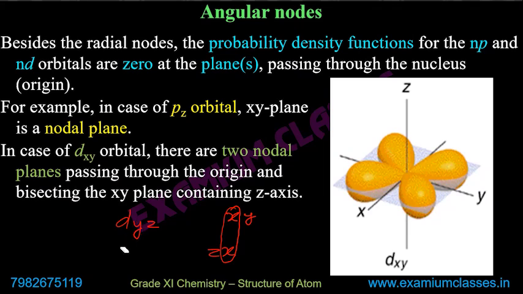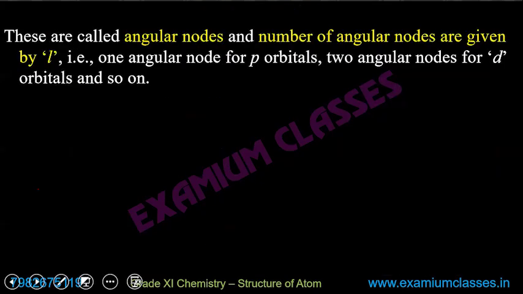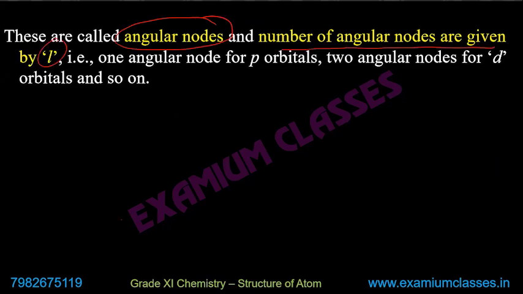So total nodes will be radial nodes plus these nodes, which are known as angular nodes. The nodal planes are known as angular nodes because these are at an angle, mostly a 90-degree angle with the plane. That's why these are known as angular nodes, and the number of angular nodes is given by L. One angular node for p orbital, two angular nodes for d orbitals, and so on.